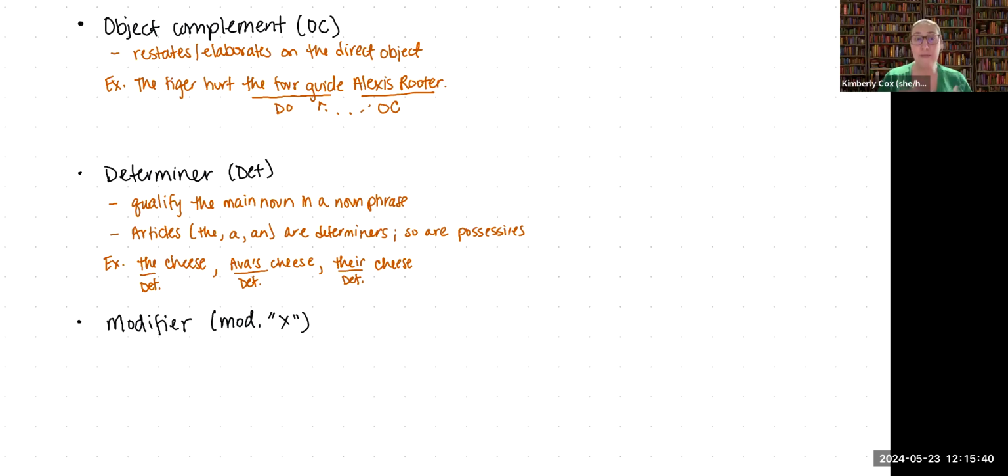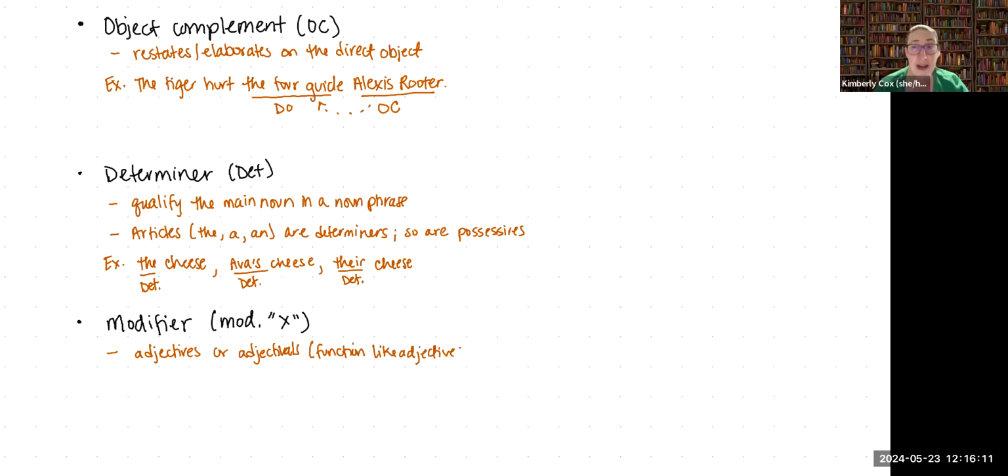And then that allows us to explain why we might have a word like Ava's instead of the. Okay. Another type of function that you see for a lot of words in sentences are modifiers. And these are almost always going to be adjectives or adjectivals, which means that they function like adjectives, even though they're not adjectives.